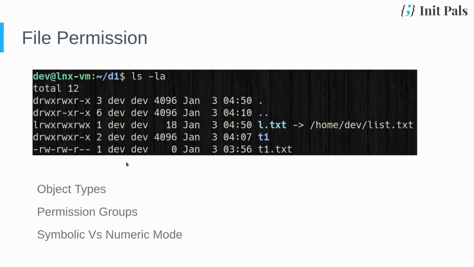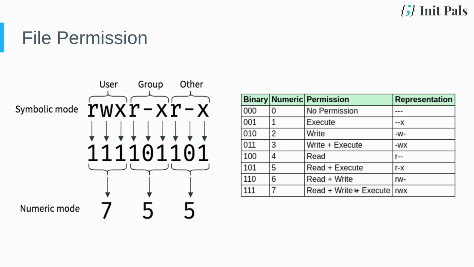The permission can also be assigned in a symbolic mode or in a numeric mode. The representation of the permission in rwx that we see right here is called symbolic mode. Remembering the numeric mode is also much easier. If you know how it works, let's see how to represent things in numeric mode.